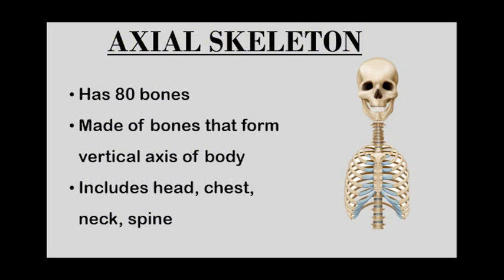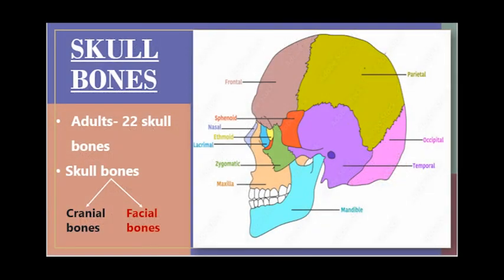Axial skeleton is made of the bones that form vertical axis of the body. Altogether, the axial skeleton contains 80 bones. It involves head, neck, chest, spine and their associated bones. So first of all, skull bones. The adults have about 22 skull bones and they are differentiated into cranial bones and facial bones.